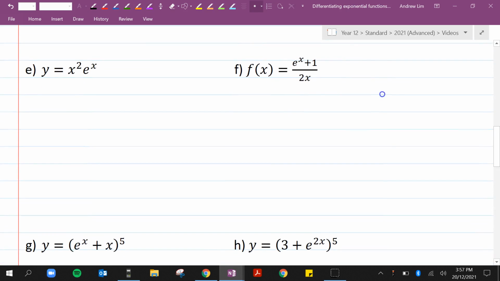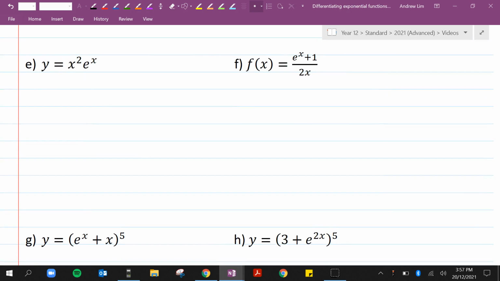All right, question E. Y is equal to x squared e to the x. Now here we've got this. We also have this. They are both in terms of x, which means we actually need to use the product rule when we differentiate. So the product rule we know is vu dash plus uv dash.